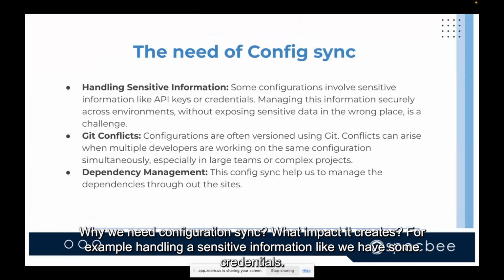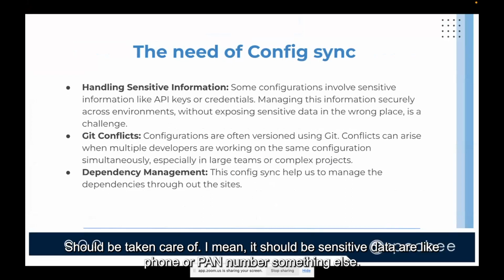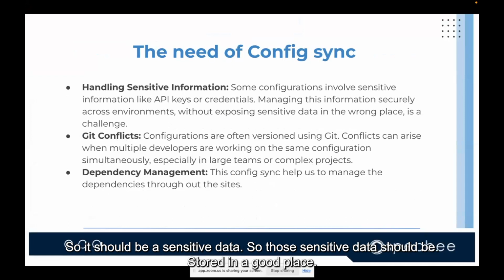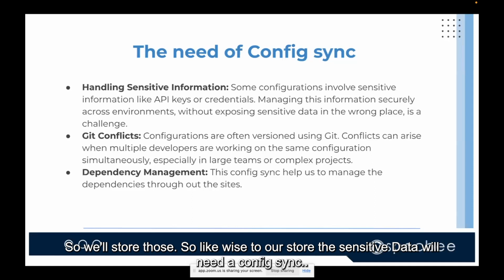So why do we need a configuration sync? What is the impact that this configuration sync will create? For example, handling sensitive information, like credentials, user credentials, or API keys. Those API keys and credentials should be taken care of. It could be sensitive data about users, such as PAN, or something else. So those sensitive data should be stored in a good place. That is the reason we handle those configurations. We can create a system from configuration settings, so we will store those data. Likewise, to manage or store the sensitive data, we will need a config sync.